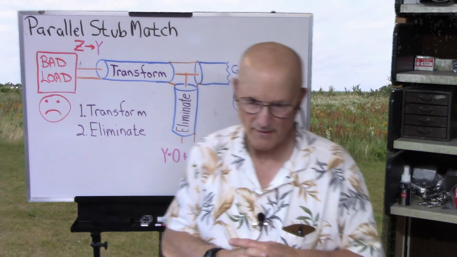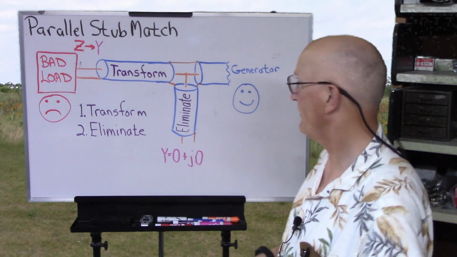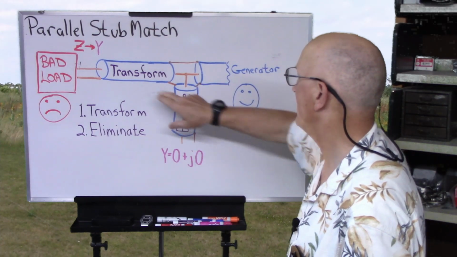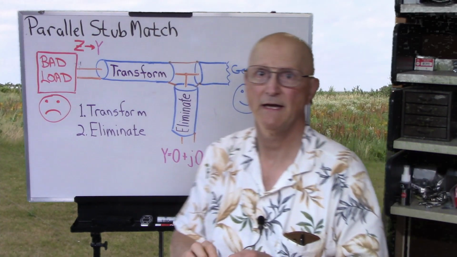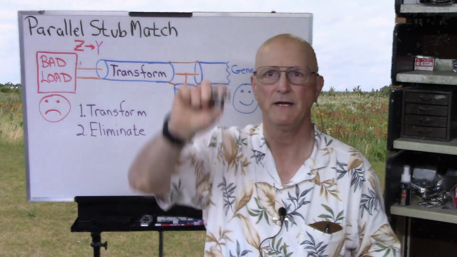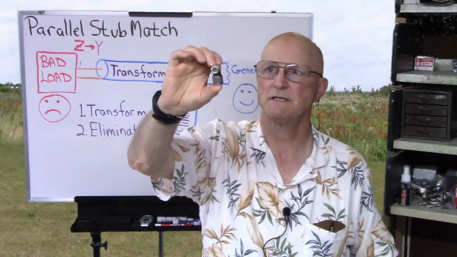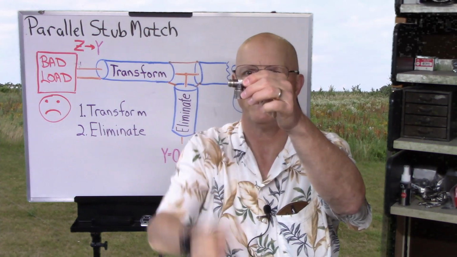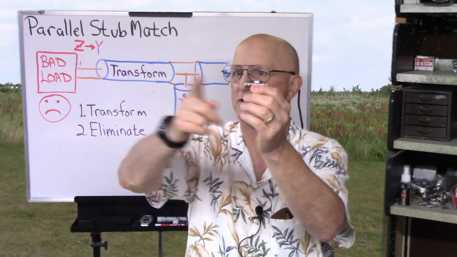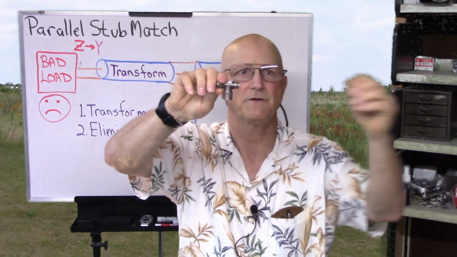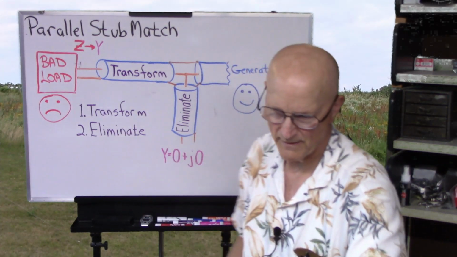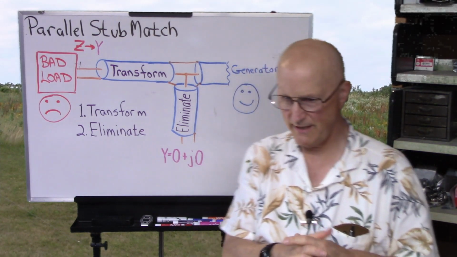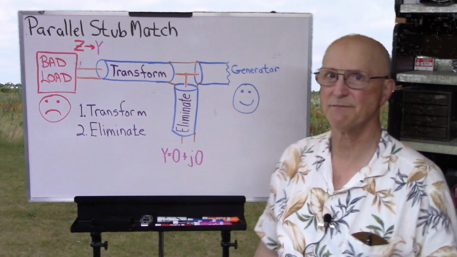Now, how is it built? Well, with a parallel stub match, the stub is put in parallel with your transmission line. It makes it pretty easy to implement. You could implement it using just a simple T connector like this one, with your stub hanging off of one side and your transformation over here and off to your transmitter over here. So let's go into the actual method of figuring out what you need to make this work using a Smith chart.